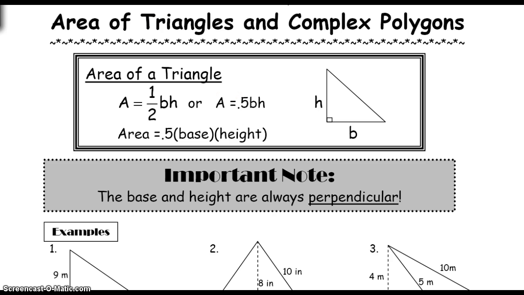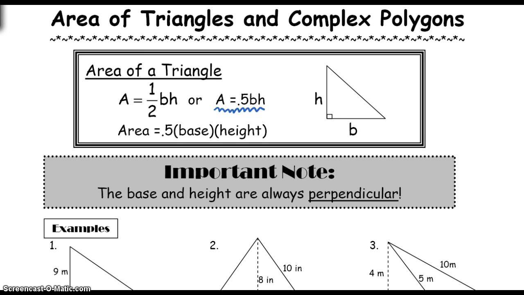Now, I like to use this right here, so 0.5 times base times height whenever I do my problems. You can use 1/2 if you want. I just think using 0.5 is a lot quicker, and I'm just going to use that. So let's go ahead and get started.